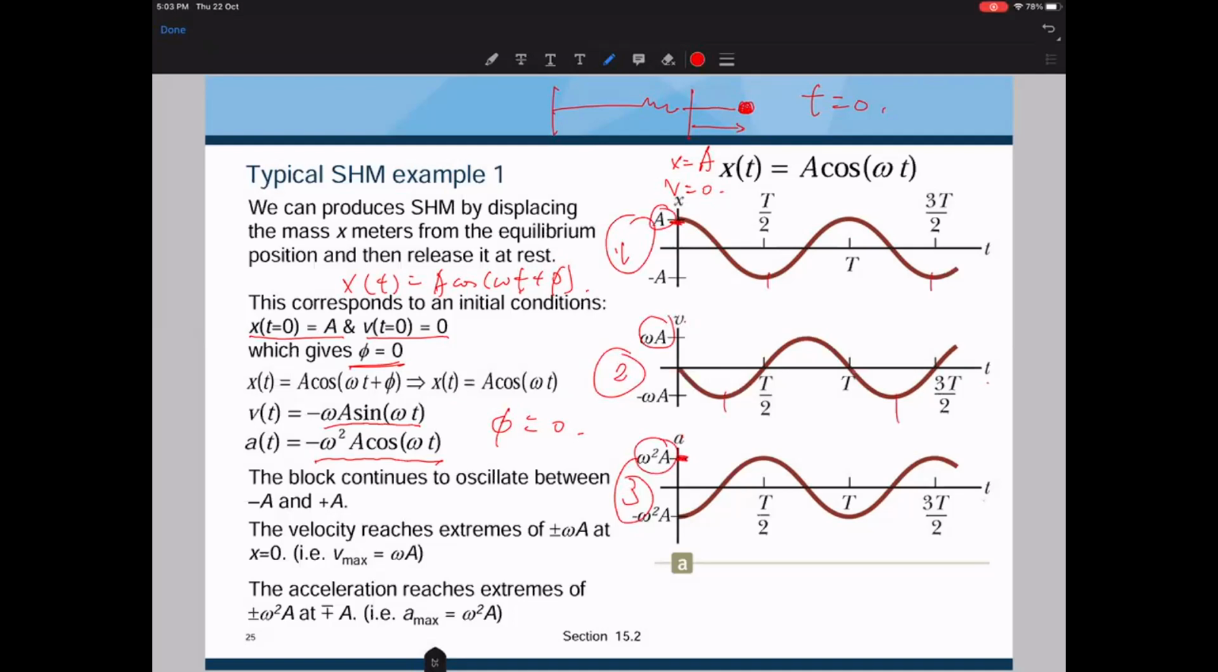So from all this graph, the oscillation period is always T. So all the things would repeat itself after a time T. And finally, the particle displacement, velocity, and acceleration, they are not moving up and down all in the same pace.